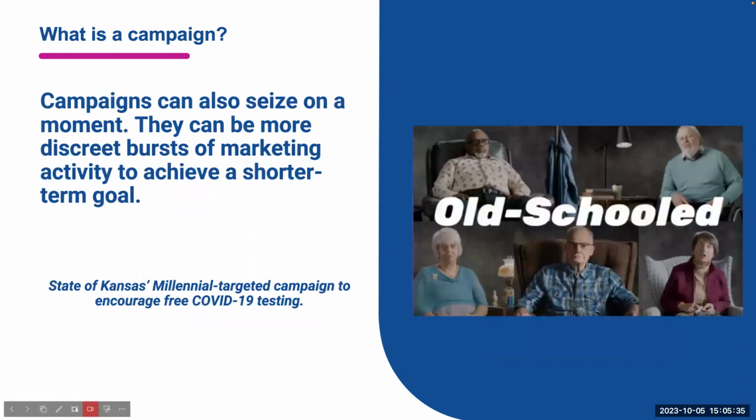And then, instead of just one large campaign that runs across many years, you can also be smart and seize on a moment. For example, this one by the state of Kansas jumped in for COVID-19. A lot of their younger generations were not taking the test. And they thought to themselves, what's a way we can reach out to get our younger generation, millennials specifically, to take the test? So they made this great video that we could send around. It's a free test. It's not like they have to pay for it. And they got a bunch of elder Kansans. I'm from Philly. I don't really know how to say that, so bear with me if I said that wrong.